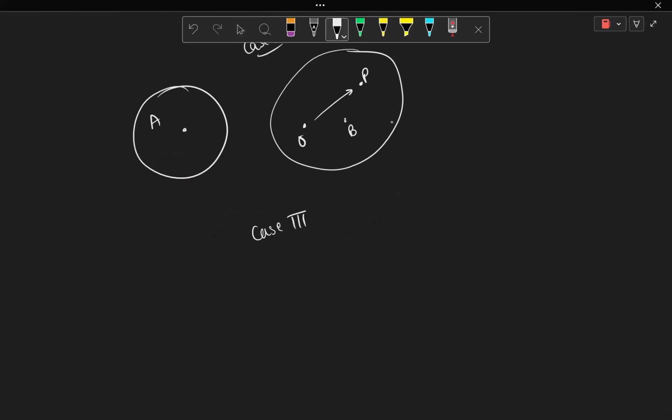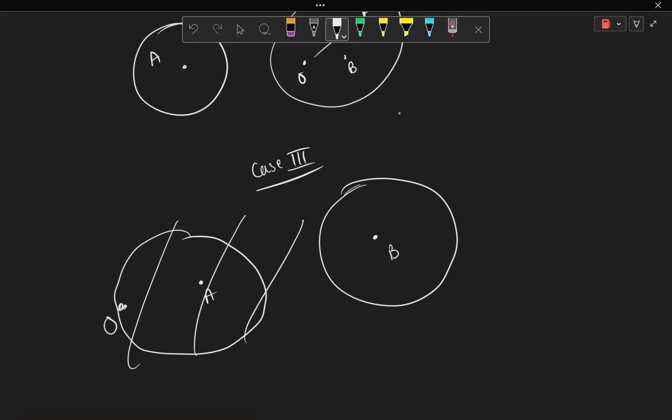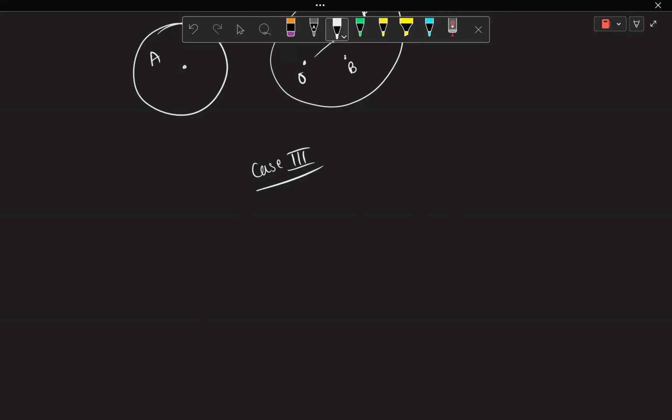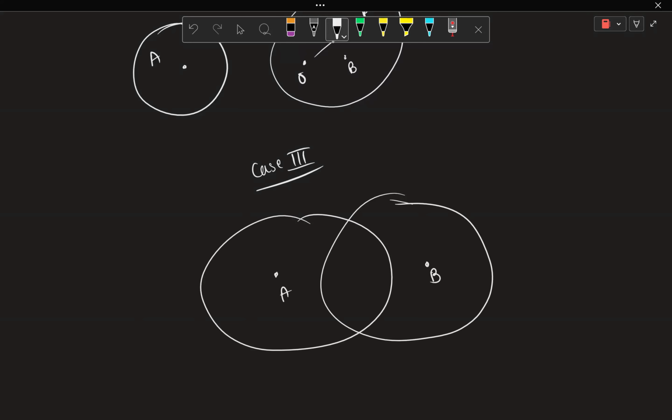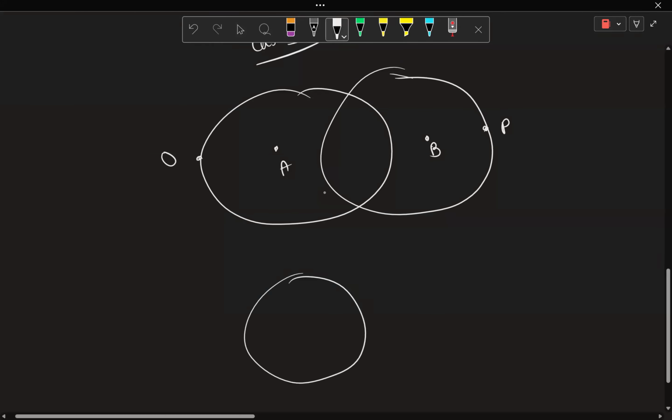And in case three, what can happen is maybe the point A and point B are at some distance, and one of them has point O at its circumference. Maybe something like this, the point A, the point O and point B, something like this. Right. You can have a case like this as well. And the fourth case will just be the opposite way, that point A, point B, A having point P and B having point O at its circumference, something like this.